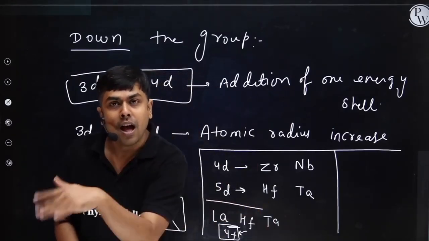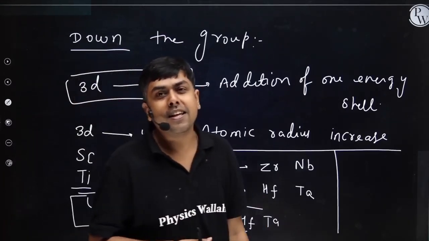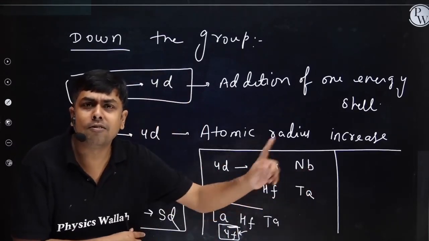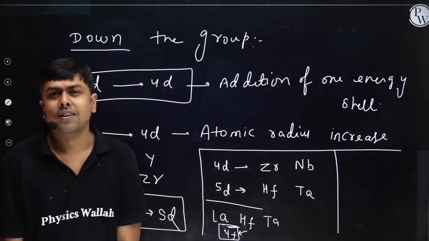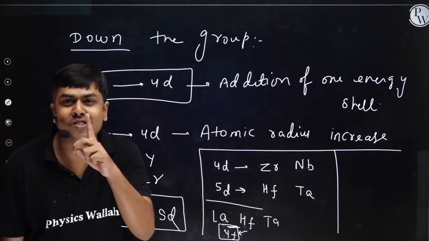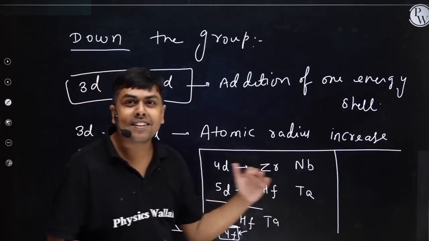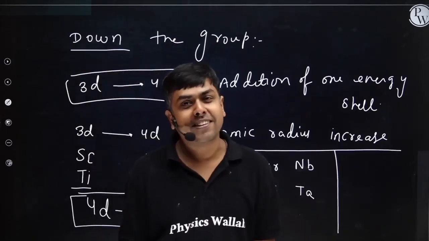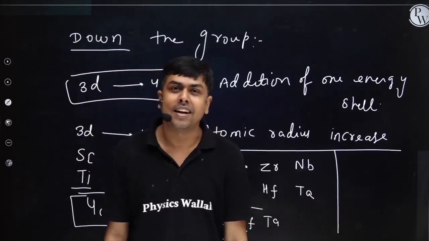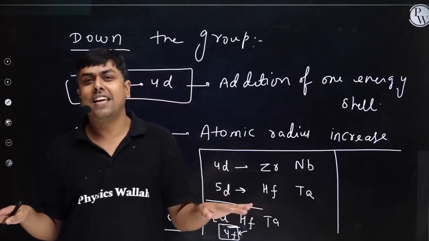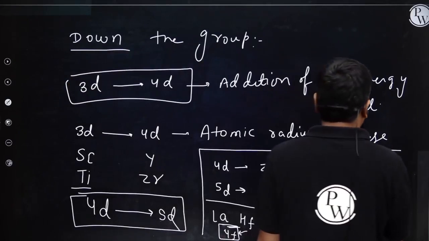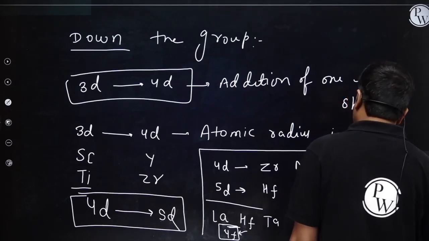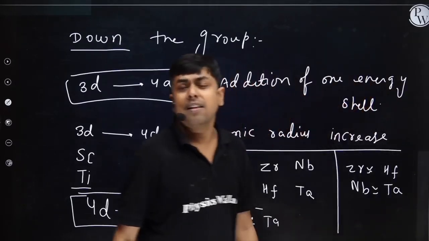Z effective on the outermost electron will increase. We have studied lanthanide contraction, right? And if Z effective on the outermost shell increases, obviously the size should shrink. So one factor is increasing the size, that is the addition of an energy shell, whereas this factor, lanthanide contraction, is decreasing the size. The net result is they counterbalance each other, and the size of zirconium is almost the same as that of hafnium, the size of niobium is almost the same as that of tantalum, and so on.